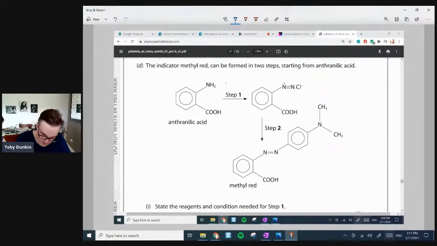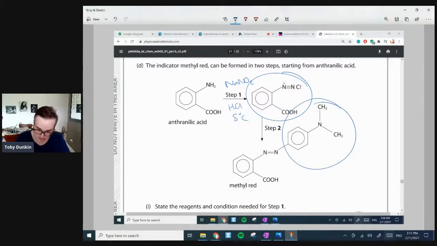So we know that this is NaNO2, HCl, 5 degrees Celsius. We form our diazonium ion, and then we need to add this disgusting monster with sodium hydroxide, and they will link together.